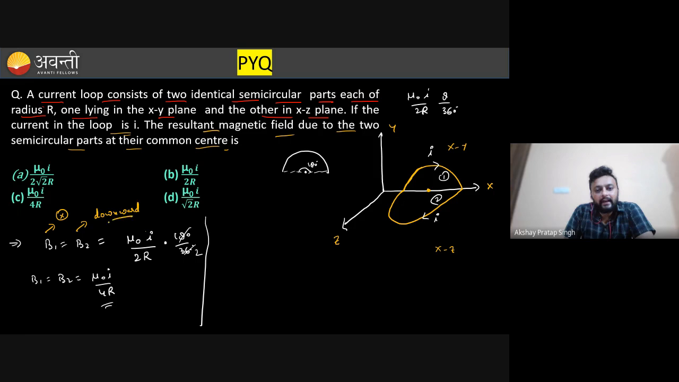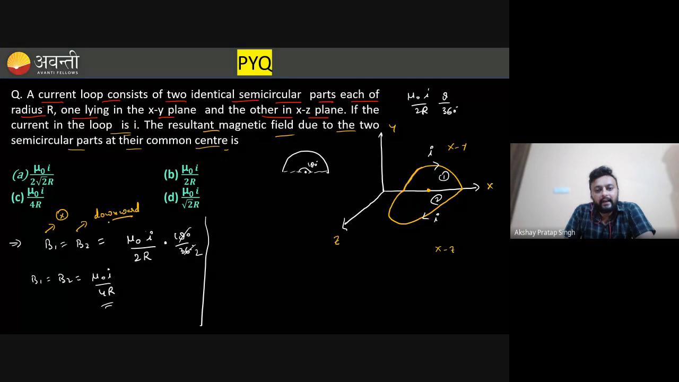What will be the angle between these two magnetic fields? You will say one is inward, one is downward. The angle will be 90 degrees. Now remember this one punchline, and everyone should remember. I am not going to solve it out. You just need to remember this punchline.